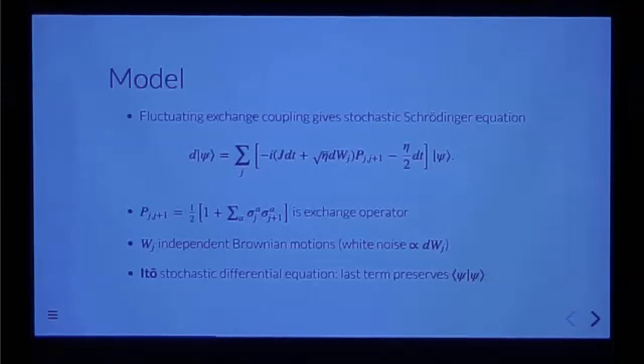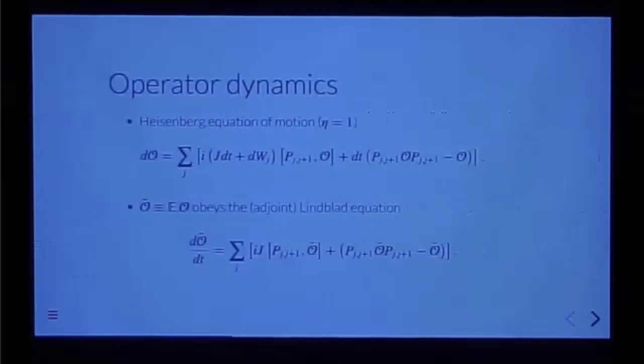If you then ask what the Heisenberg equation of motion looks like for that system, it's an exercise in Ito calculus to come up with this equation. The first part probably looks familiar. It's just a von Neumann equation, a commutator of H with the operator. And the second part is this Lindblad-like term, which knows about the exchange operator. It's still got the white noise in it, the dWs.